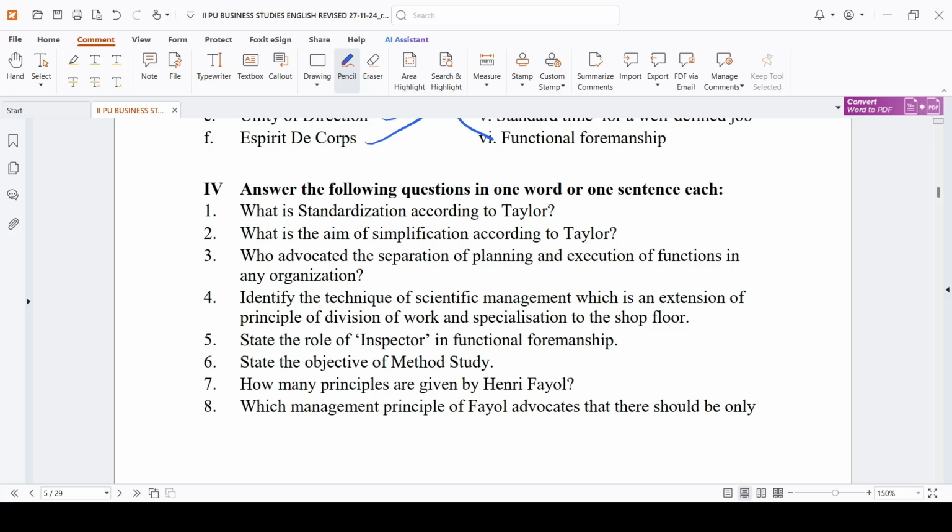What is the aim of simplification according to Taylor? See, to do one task there will be so many unnecessary activities involved. So you have to eliminate them. If you want to simplify the performance of the task, you have to eliminate the unnecessary activities involved in performing that task. So that is simplification. Who advocated the separation of planning and execution function in the organization? F.W. Taylor. Identify the technique of scientific management which is an extension of the principle of division of work and specialization to the shop floor. Functional foremanship.